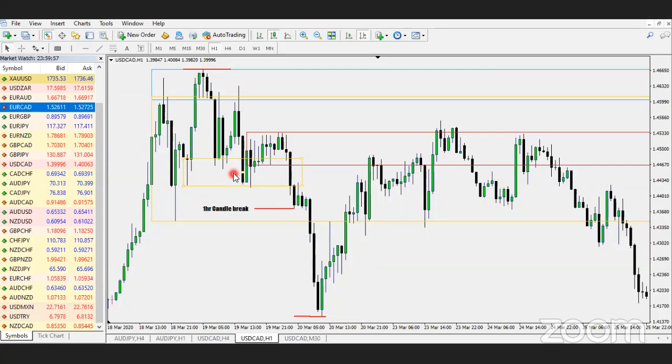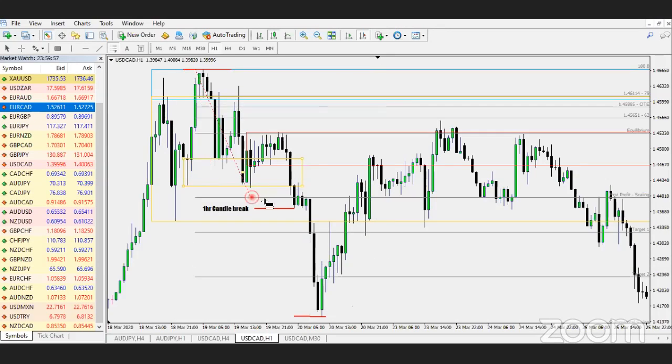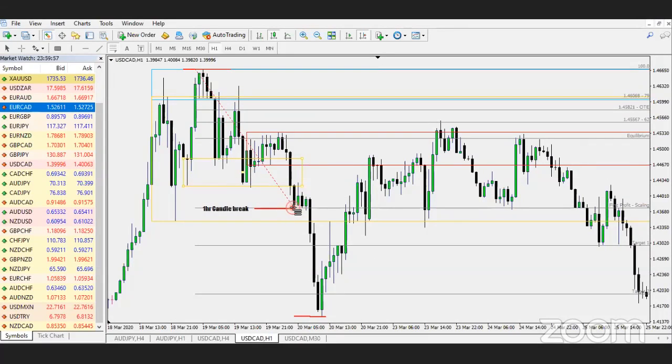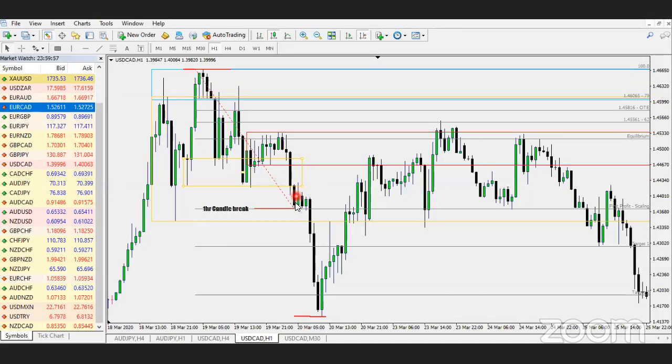So if you can see, when I pull my fibs down from the source on the 1-hour to the bottom of the breaker, the candle that closed outside of the breaker, you can see again that price retraced back into our sweet zone.